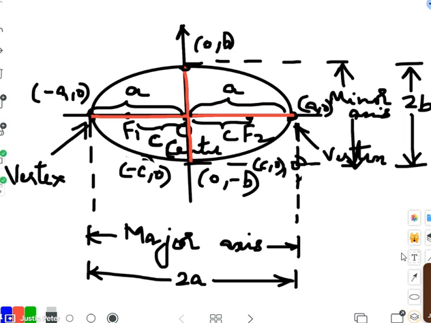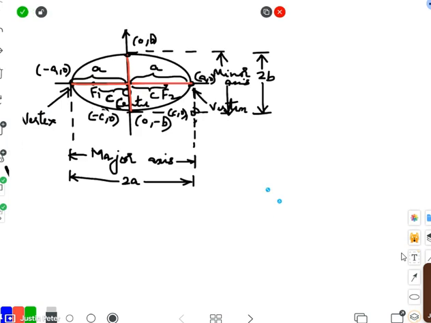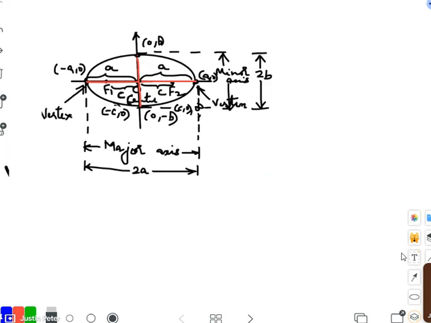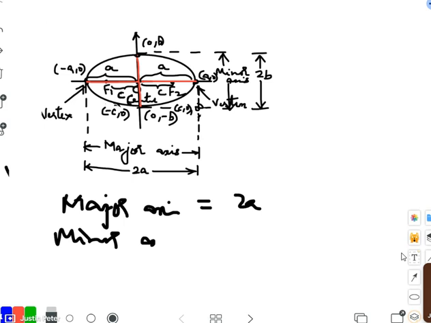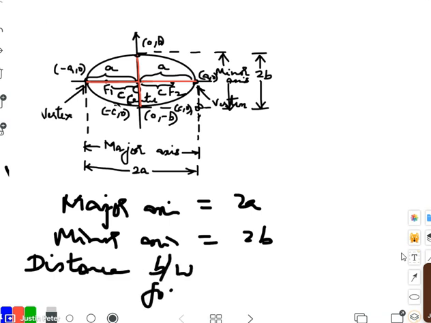So what will be the distance? Okay, so now let's summarize all of these. The length of the major axis will be 2a. Minor axis 2b. Distance between the foci, 2c. Right? Clear? Okay.